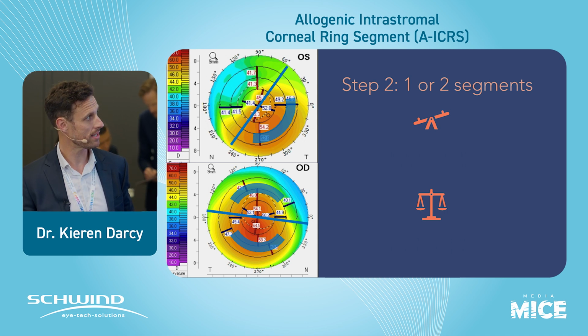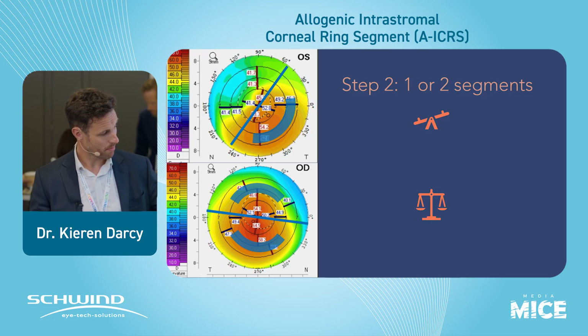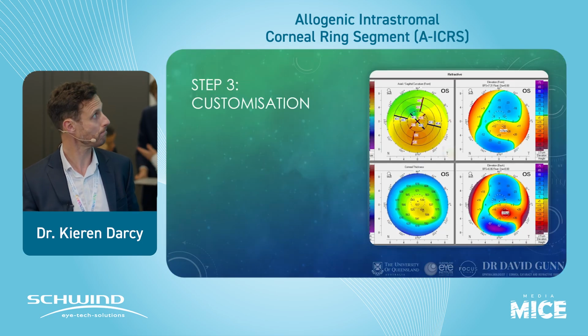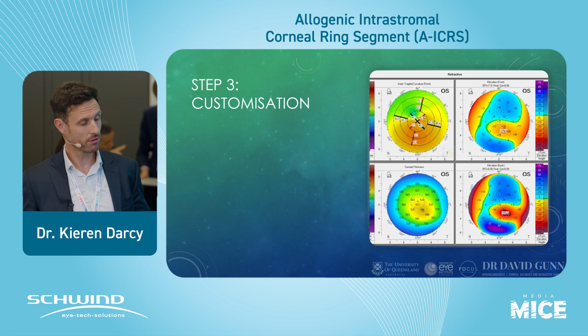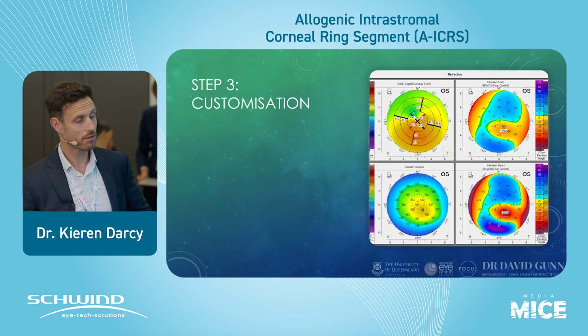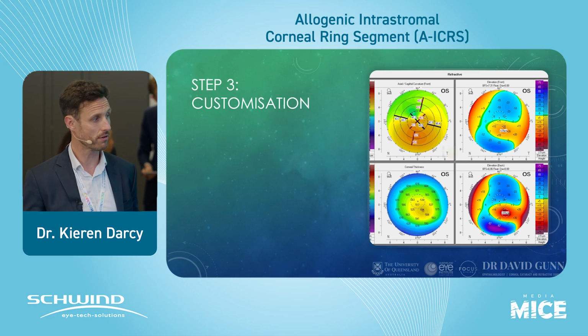If, however, as in the next example, we start to draw the line and actually have steepening on both sides of the segment, then that's the example to start implanting two segments. So this is from Dave Gunn, who was one of my ex-fellows, who's now back in Brisbane. And he's done some work with customization of the CAIRS implant and done quite a lot of the work and really pushed things forward actually in Australia and actually for the rest of us.